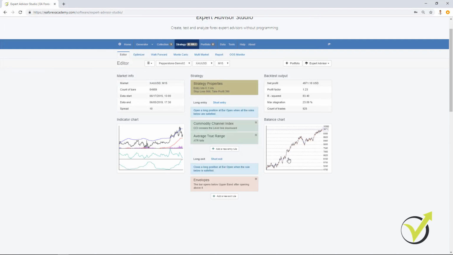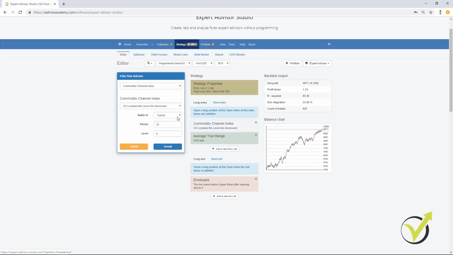I click on open and you will see that here we have two indicators as an entry rules and we have one exit. The first one is the CCI and it says CCI crosses the level line downward, period of 23, and it applies to typical method. And let's have a look at the average true range. We want the ATR to be falling, okay, period of 21, level of 0.01.